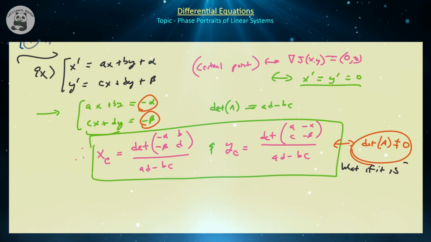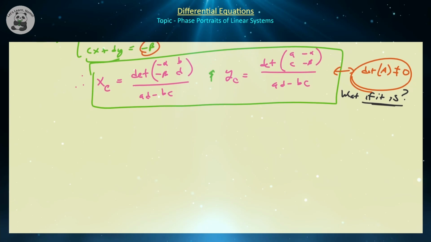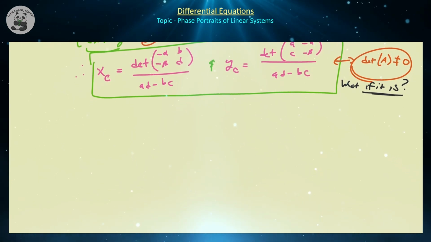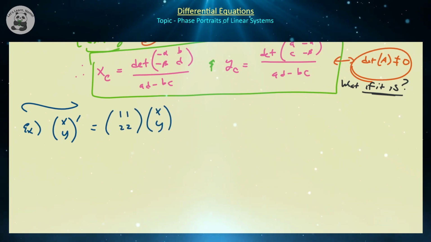So what if the determinant of our coefficient matrix is equal to 0? Is it possible that we have infinitely many critical points? Might sound weird, but let's look at an example and investigate. So let's assume we have x y prime is equal to the matrix [1, 1; 2, 2] times x y.